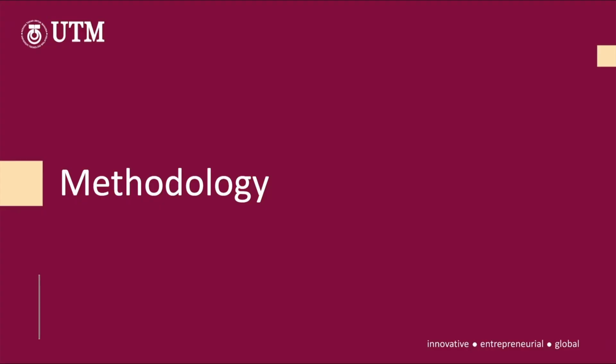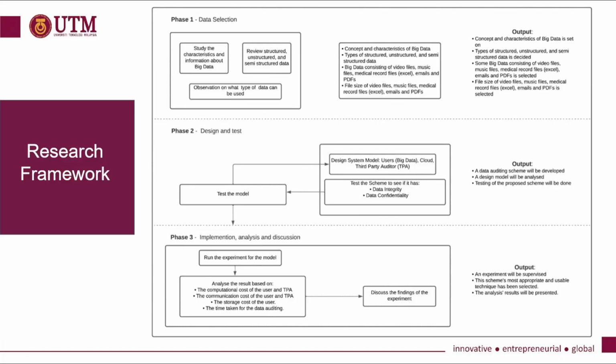Now moving to the methodology. Three steps have been taken in the research framework. The first one is data selection, the second stage is design and test, and the third phase is implementation, analysis, and discussion. For the first phase, I had to study the characteristics of big data, understand the data, and observe what type of data can be used. The output was the concept of characteristics of data, the types of data that is selected, some of the big data consisting of video files, music files, medical records, emails, and videos, and what size of the files should be taken.